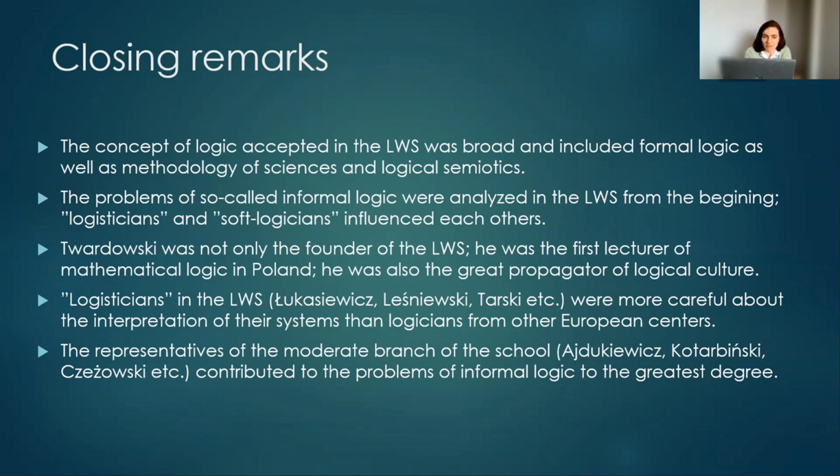Logicians or mathematical logicians of the school, and I mean Łukasiewicz, Leśniewski, Tarski and others, were more careful about the interpretation of their systems than logicians from other European centers. That was because of symbolomania and pragmatophobia described by Twardowski. And finally, the representatives of the moderate branch of the school, such people like Ajdukiewicz, Kotarbiński, Czeżowski, contributed perhaps to the problems of informal logic to the greatest degree.